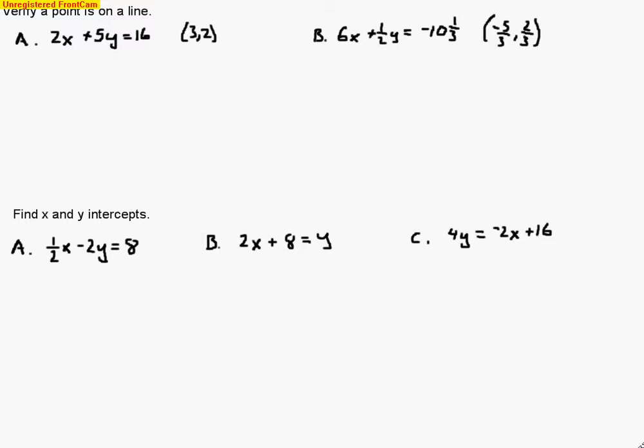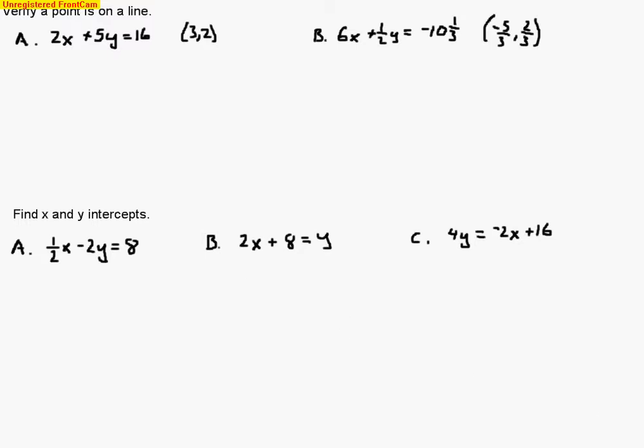First set of directions is going to ask us to verify a point is on a line. They're not going to use the same words there. They're going to say, without graphing, tell whether each point is on the graph, and then they'll give you an equation. Here I've got different equations, different points, but it's done the same way. So let's take a look at the first problem.